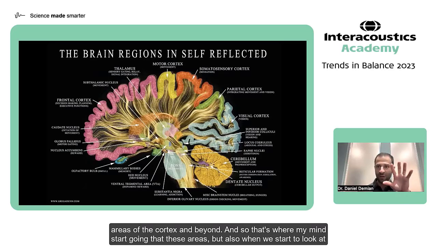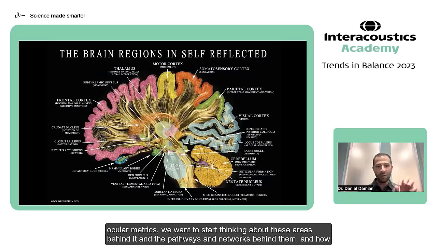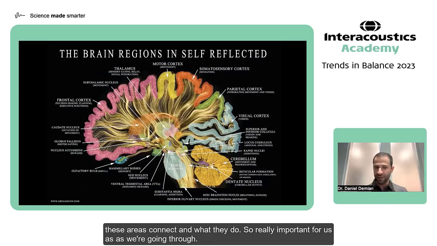But also when we start to look at oculometrics, we want to start thinking about these areas behind it and the pathways and networks behind them and how these areas connect and what they do. So really important for us as we're going through.